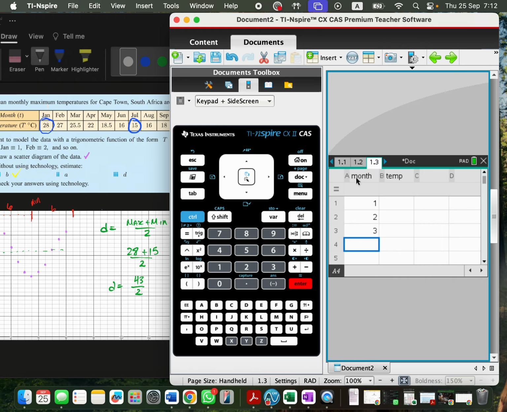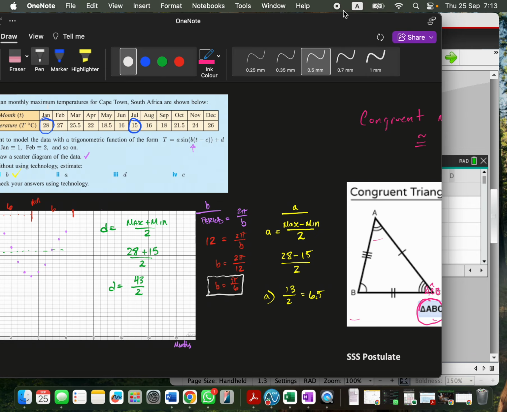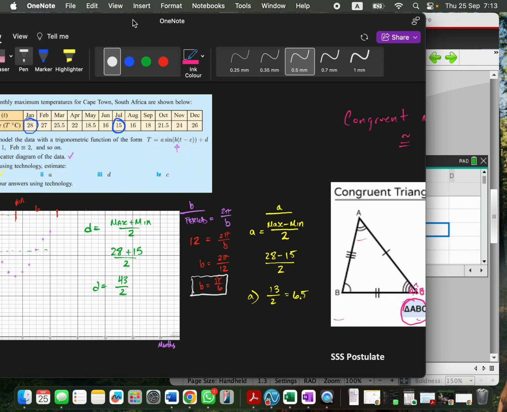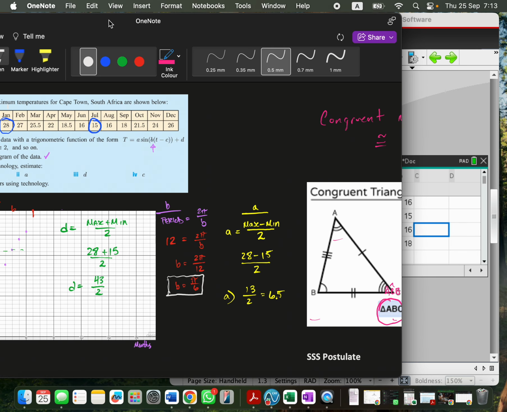So it's 1, 2, 3, 4, 5, 6, 7, 8, 9, 10, 11, and 12. And it's 28, 27, 25.5, 18.5, 16, 15, 16 again, 18. I feel like I missed one there. Is there one missing in the middle there? January, February, March, April, May, June, July, August. Oh, we're good.